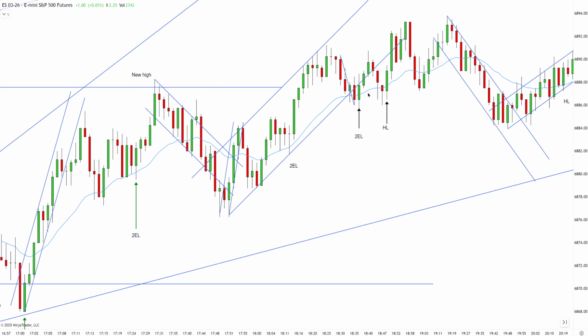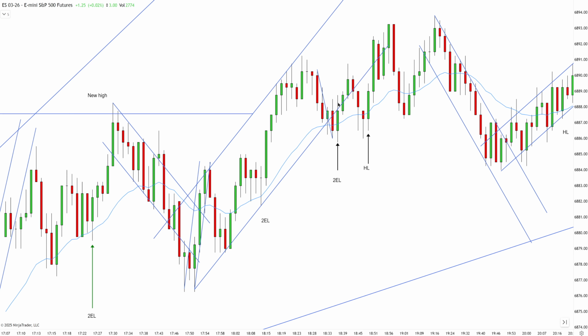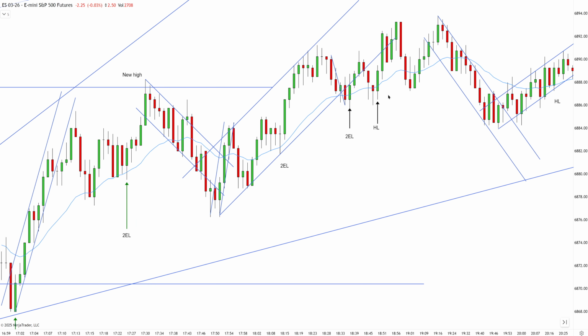Then you have a second entry long. Signal bar has a tail at the top, so not ideal, but decent enough. And then you can even consider high low. You have to use double bar entry. You cannot go long above this bar. But once again, double bar entry decent enough because EMA keeps holding twice.